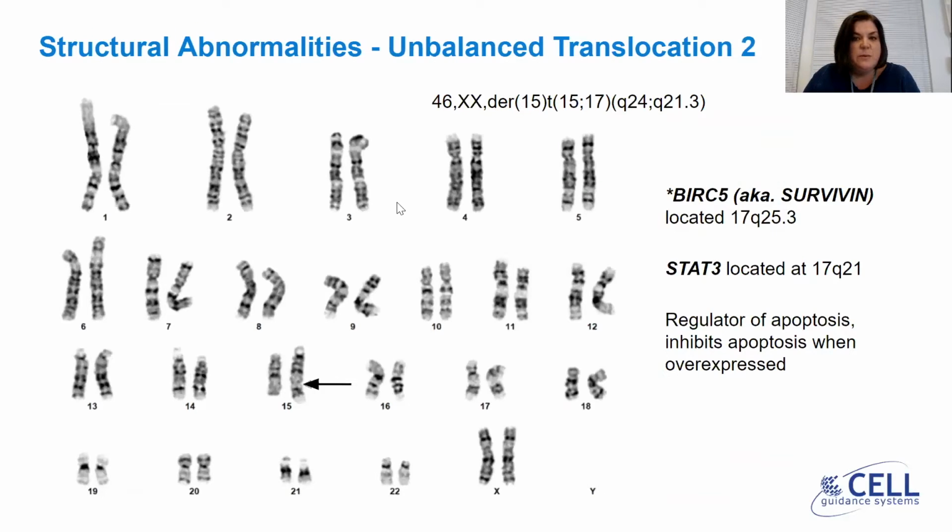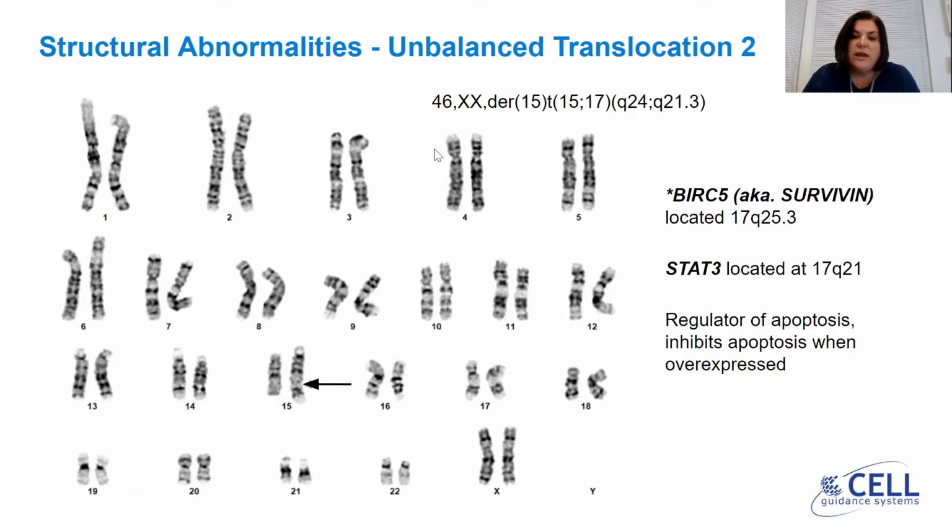This is another example of an unbalanced translocation, another structural abnormality. This time we have a derived chromosome 15 from a translocation between one copy of 15 and one copy of 17. Material from the long arm of chromosome 17 has translocated onto the bottom of chromosome 15. So overall, this results in trisomy for 17q material, and you could have this through any number of different translocations. It's just manifested in this way here.